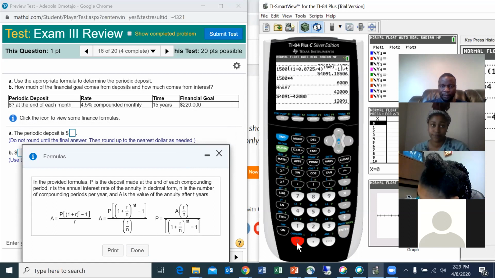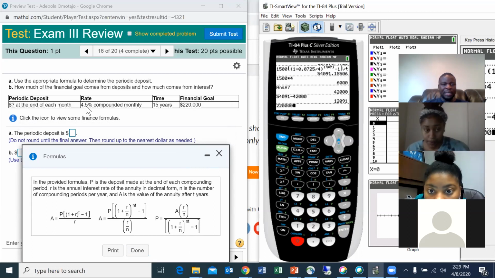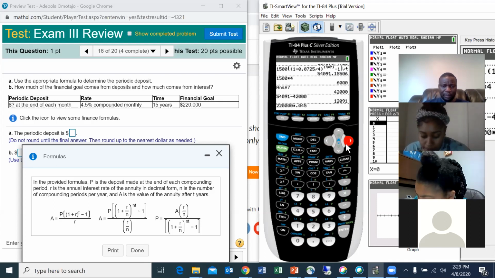220,000. And then you have an open parentheses, R divided by N. The R in this case is 4.5%. So if you divide 4.5 by 100 to convert to decimal, you have 0.045. Actually, sorry, I didn't put multiplication. Times 0.045. Actually, I'm supposed to open the parentheses.